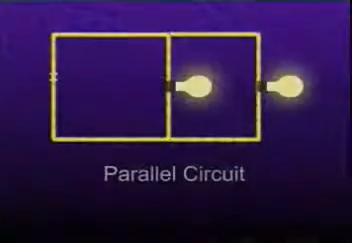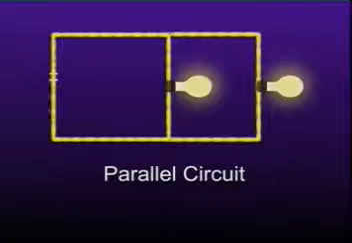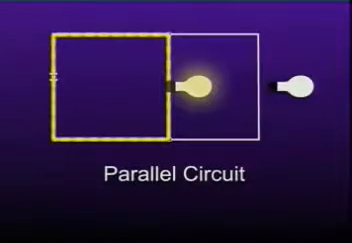In a parallel circuit, voltage is equal in all parts of the circuit. If any component is disconnected, current will continue to flow in the other branches. For this reason, most lighting systems are wired in parallel.